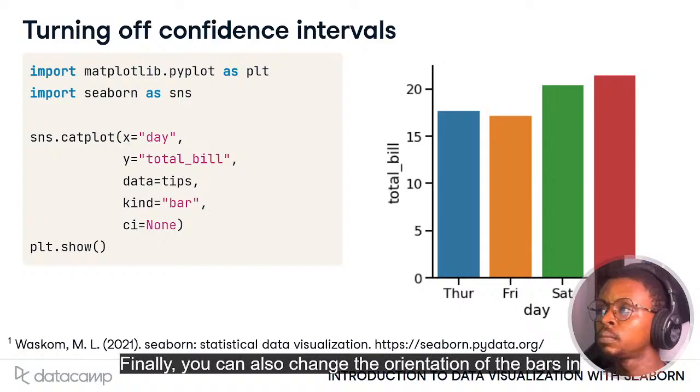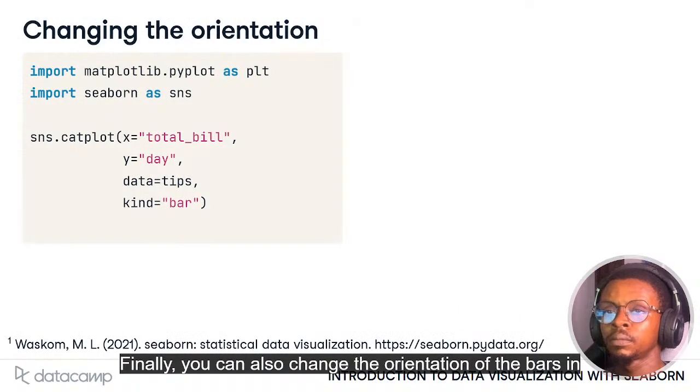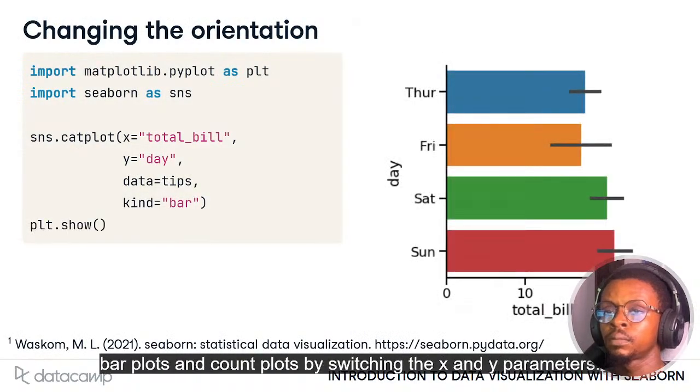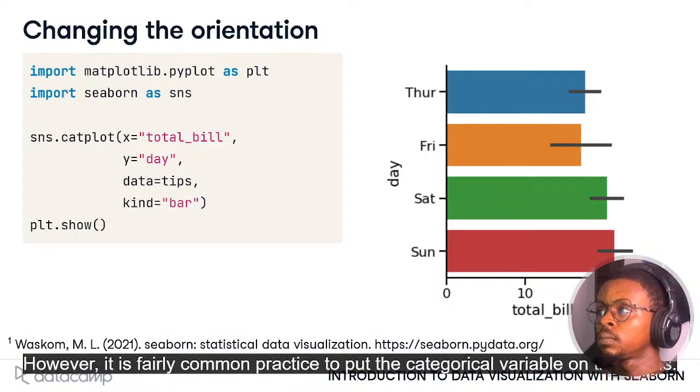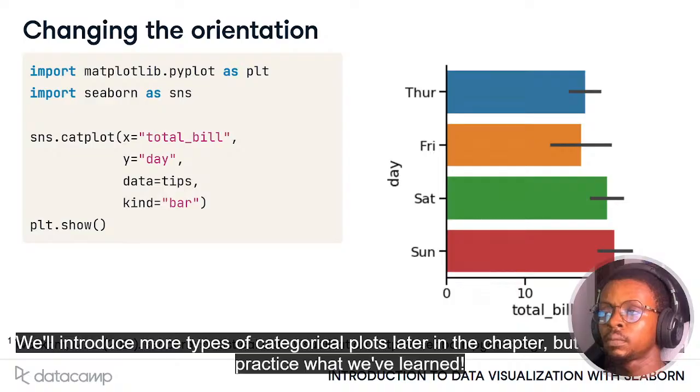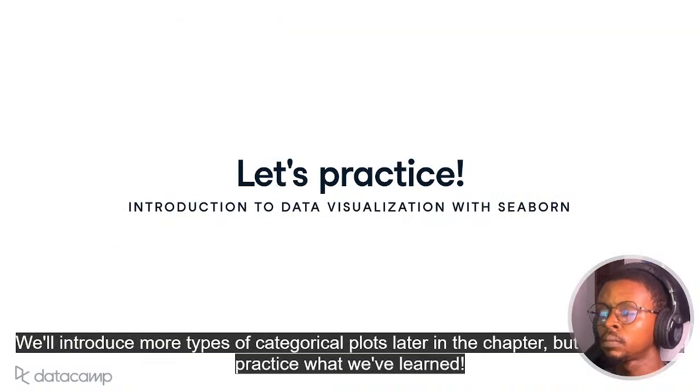Finally, you can also change the orientation of the bars in bar plots and count plots by switching the x and y parameters. However, it is fairly common practice to put the categorical variable on the x-axis. We'll introduce more types of categorical plots later in the chapter, but for now, let's practice what we've learned.